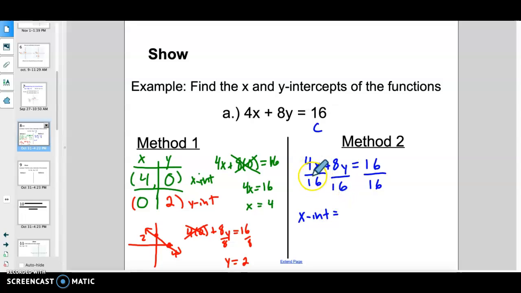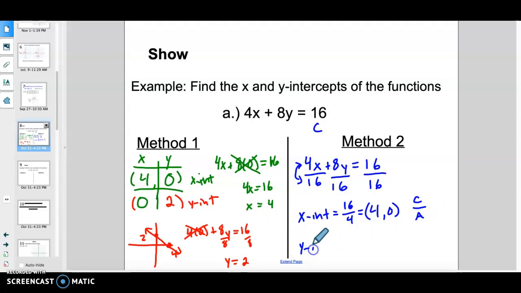Then to find your x and y intercept, the x-intercept is going to be the reciprocal of what's with the x here. So it was 4 over 16. We are going to flip it over to find the reciprocal. So that's going to be 16 over 4, which if you simplify it, you get 4. So my x-intercept is going to be the point (4, 0). Another way to think about your x-intercept is it's whatever the c value is divided by whatever the a value is.